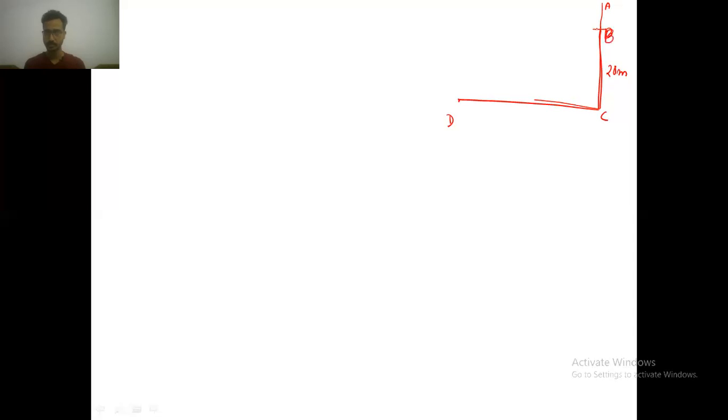And above the building, one transmission tower is fixed. Have you ever seen the tower of your phone tower? Yes or no? So such type of tower is actually fixed on the top of a building. So BC is the building, and on the top of the building, one transmission tower is fixed. Suppose AB is your transmission tower, BC is the building.